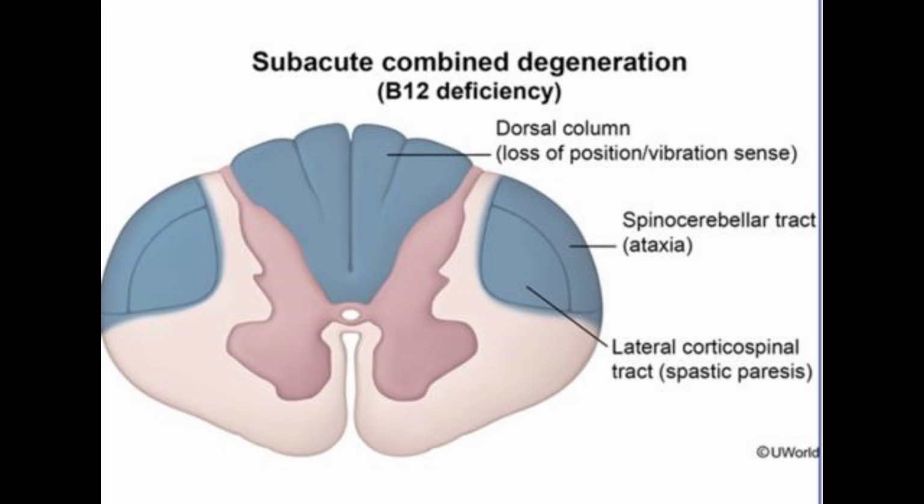So as those posterior columns slowly demyelinate and short out due to the B12 starvation, the electrical signals from the joints can't reach the brain. The internal GPS completely fails. The patient develops a condition called sensory ataxia. They become incredibly uncoordinated and clumsy.